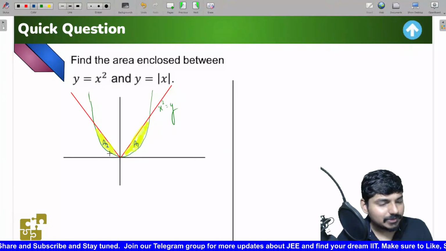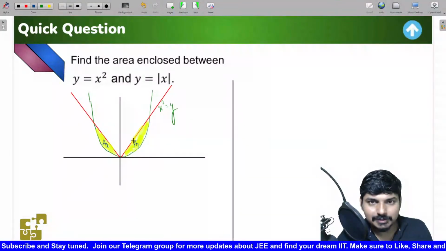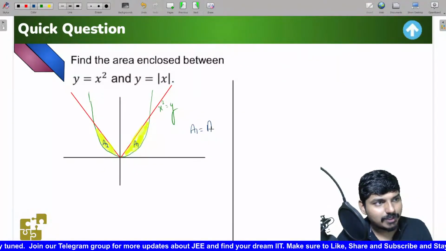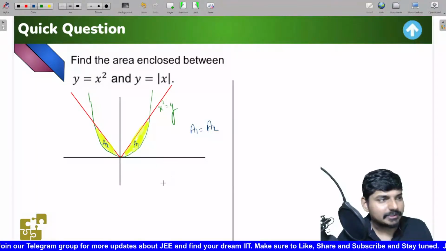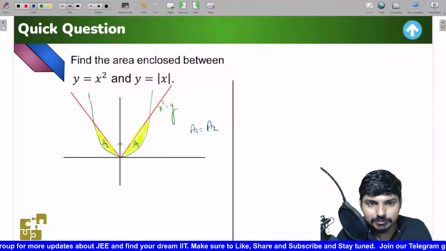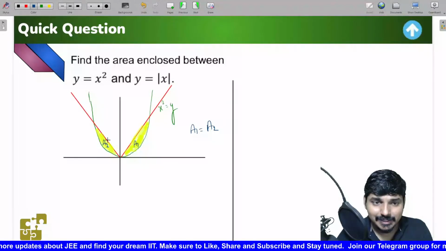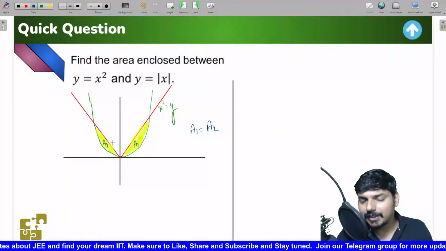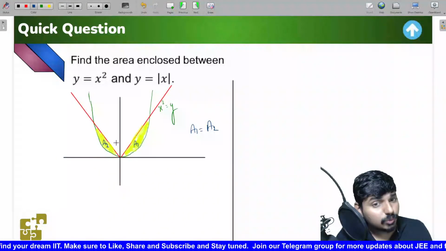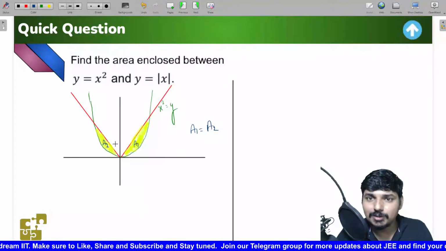Now you see these two regions are symmetric. So I can say A1 and A2 are basically going to be the same. So to find the area, there is no need for you to find out both the areas A1 and A2. You can find only one area. You can find A1 or A2 and multiply that with 2 so that you end up getting the solution.